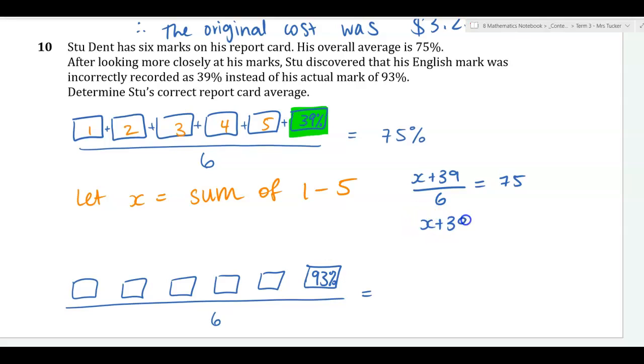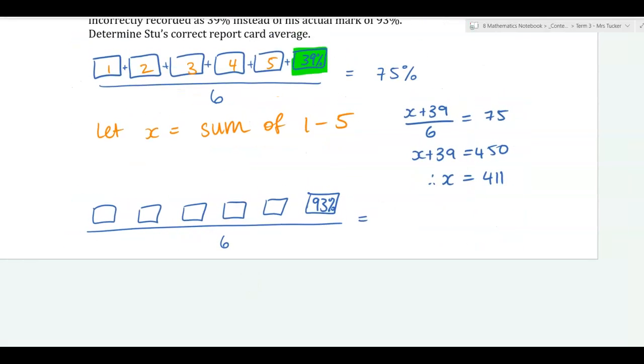So x plus 39 equals 450. Therefore, his 5 results altogether add up to 411. Is that what we got? So his first 5 results add to 411. And so then the last thing that you need to do is substitute in. So these ones all together are going to add to 411.